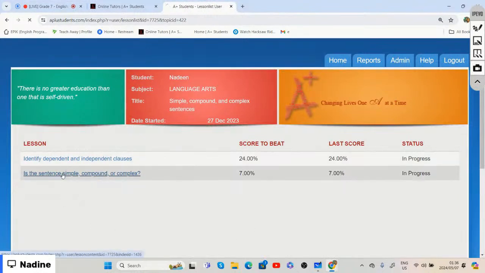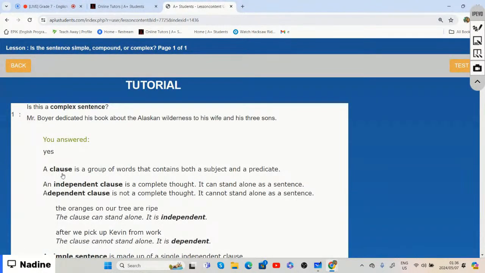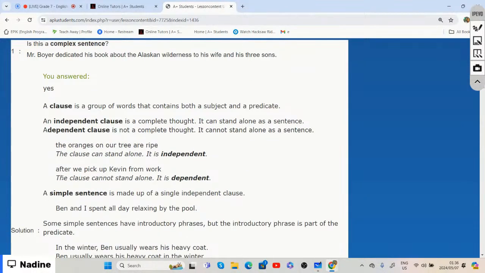So now we're going to say, is a sentence simple, compound, or complex, right? And we said a clause is a group of words that contains both a subject as well as a predicate. Then we have independent clauses as well as dependent clauses. An independent clause is a complete thought and it can stand alone as a sentence, whereas a dependent clause is not a complete thought and it cannot stand alone as a sentence.